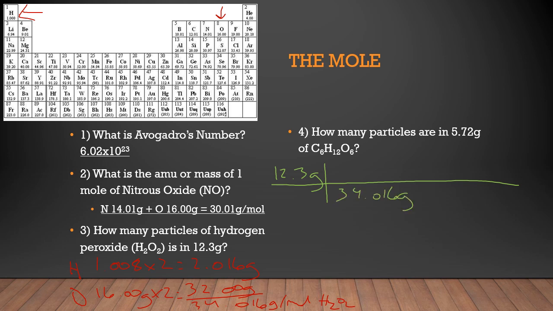0.016 grams are in 1 mole. And we know how many particles are in 1 mole. In 1 mole, we have 6.02 times 10 to the 23rd molecules. And so from there, we can find out what the number is because we can put it in our calculator.